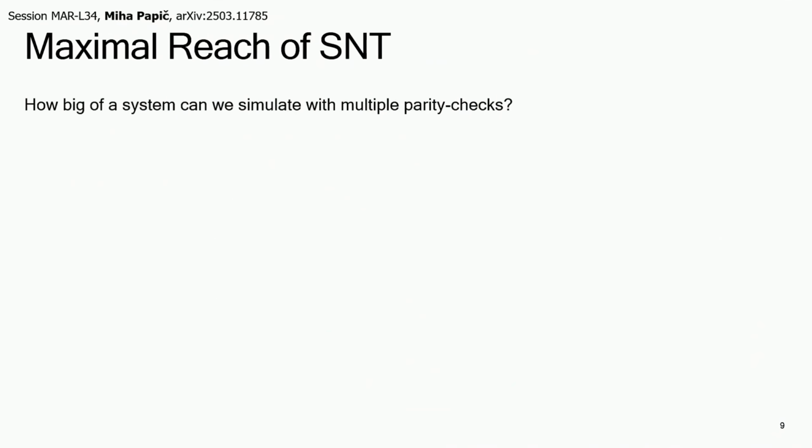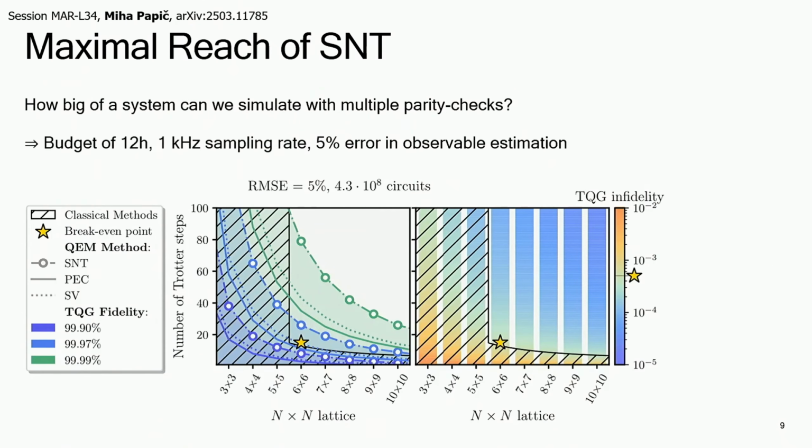So this was, like I said, with one single parity check, but as I've shown earlier, subspace noise tailoring can go into the very noisy regime only if we are able to perform multiple parity checks within the circuit. Obviously, there's a limit to that because we did consider noisy parity checks. Trying to extrapolate now to even larger systems, we gave ourselves a budget of, let's say, 12 hours and assume that we can sample like 1,000 circuits per second.